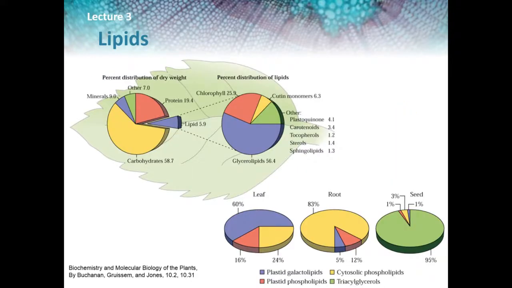Lipids compose 5.9% of a leaf's dry weight. Among this percentage, almost 57% are glycerolipids. Lipid types distribution differs according to the tissue they are present in. The difference is mainly due to the cell membrane function at the specific site.